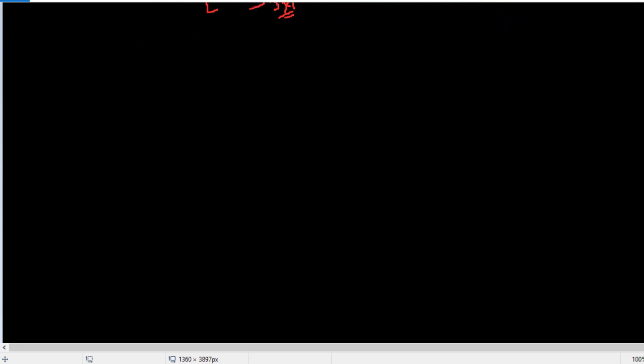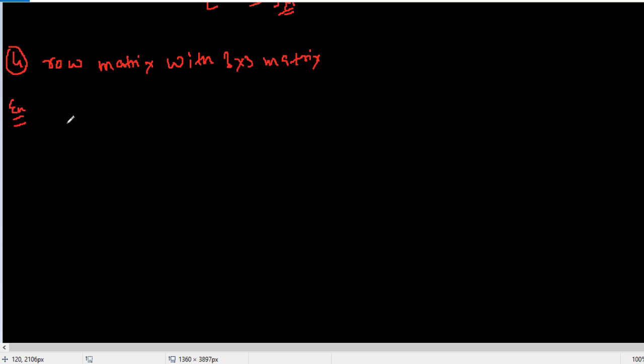Now the fourth one that I'm going to take is where I'm going to multiply a row matrix with a 3 cross 3 matrix. So the example that I'm going to take here is something like that.